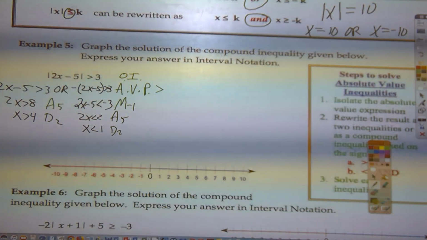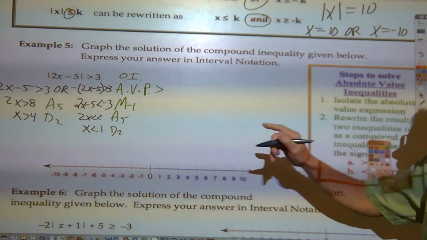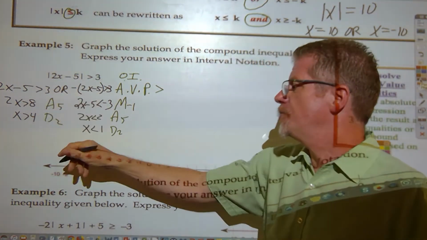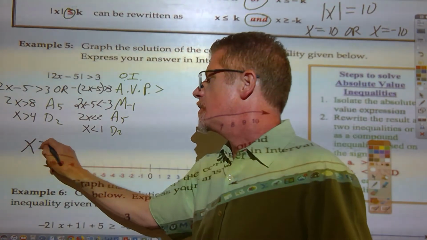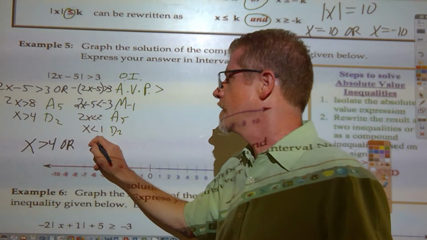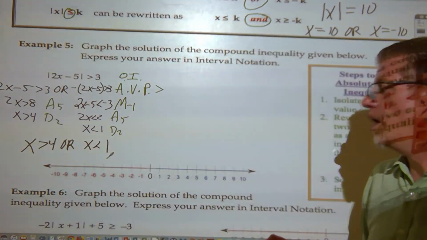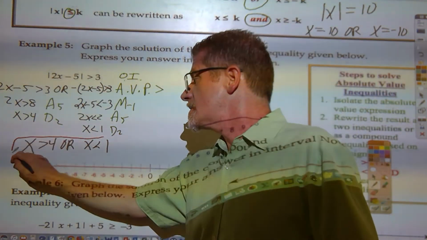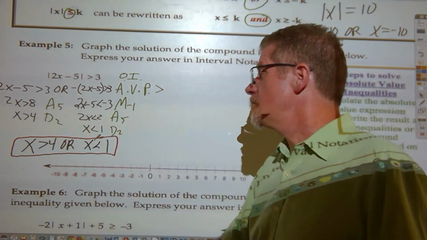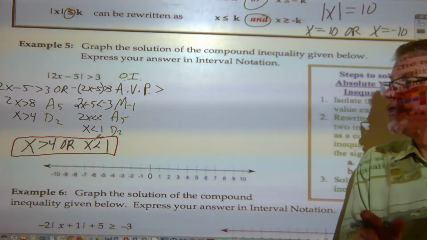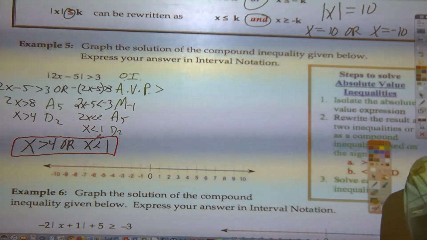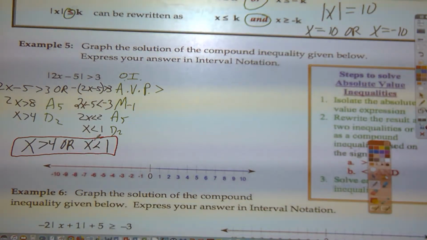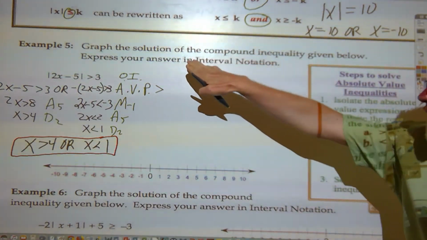So here we go. The solution is, put them together with an or. X is greater than 4 or x is less than 1. Box it, red box it if you have the capacity to take notes in color. That's the solution. But just like yesterday, we're going to go to a graph because it says graph the solution.